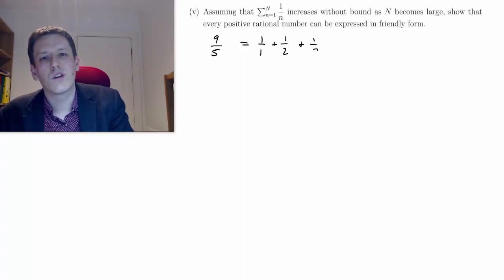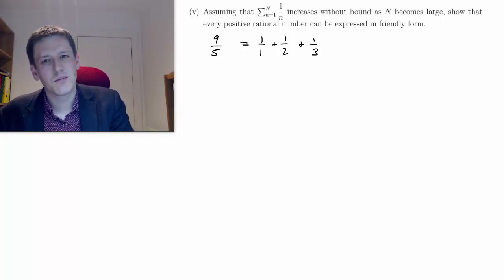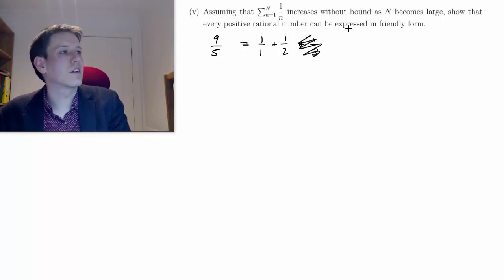Now, if I took 1 over 3, that would take me to 1 and 5/6. Actually, that takes me a little bit beyond 9/5, because that would be 1.8, wouldn't it? And this would be like 1.83 or something if you want to do it in decimal. So actually, I'm not going to take that one. I'm just going to take these.